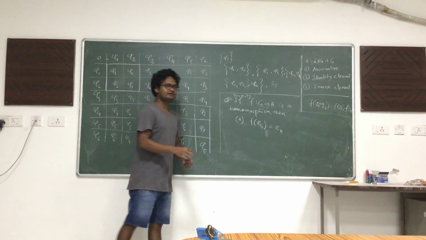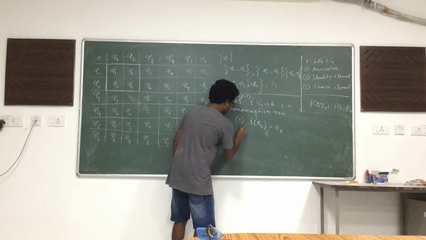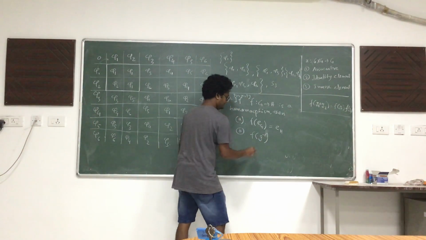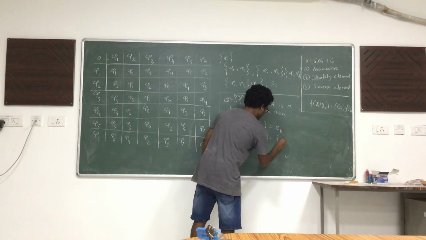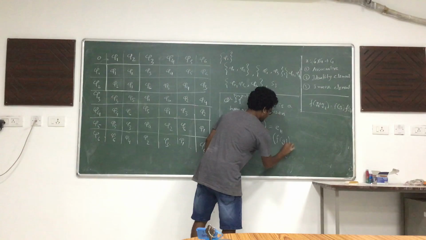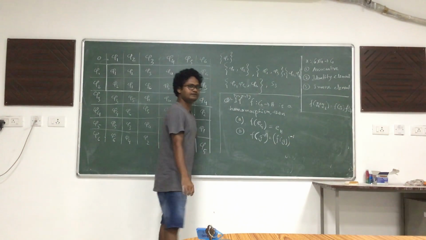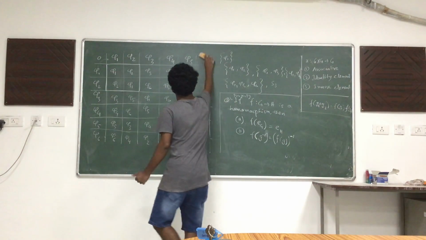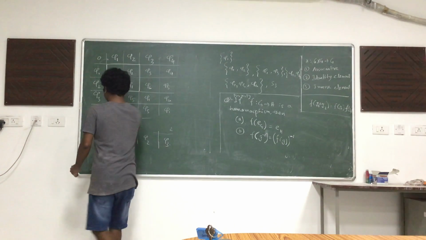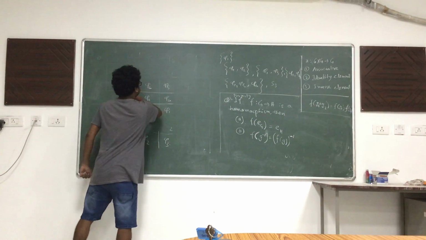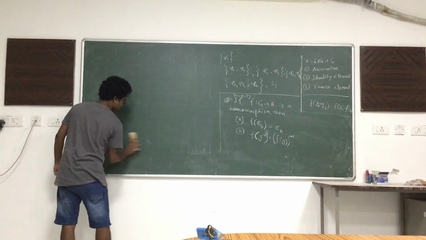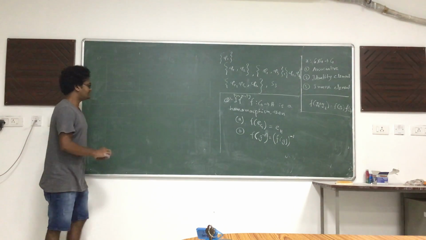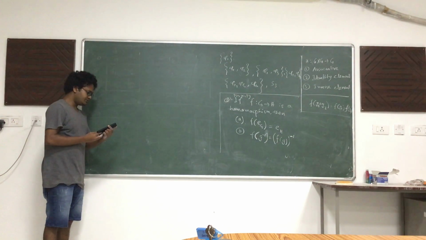We can derive it. And part B: f of G inverse has to be f of G and then the inverse of that. What does it tell you? Let us erase this thing down. Send the identity element to the identity element.